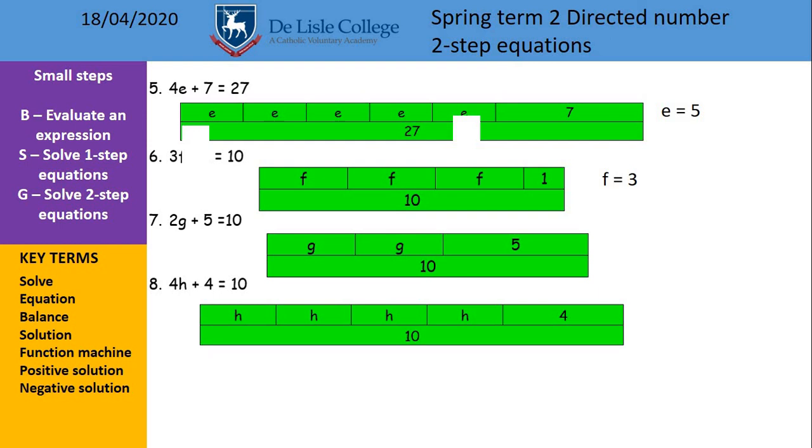Next one, 2g plus 5 equals 10. Minus 5, 2g equals 5. Divide by 2, g equals 2.5, or you may have left it as a fraction. That's absolutely fine as well. Last one, 4h plus 4 equals 10, minus 4 from both sides, 4h equals 6, divide by 4, and h equals 1.5. Again, you may have left as a fraction there.